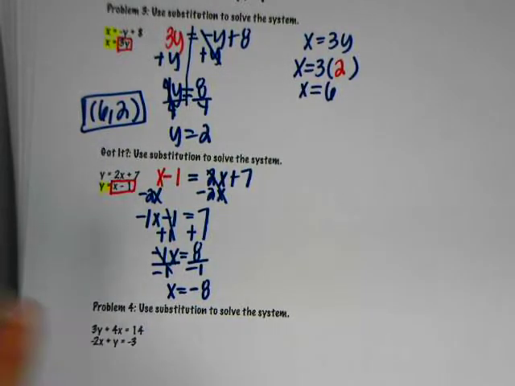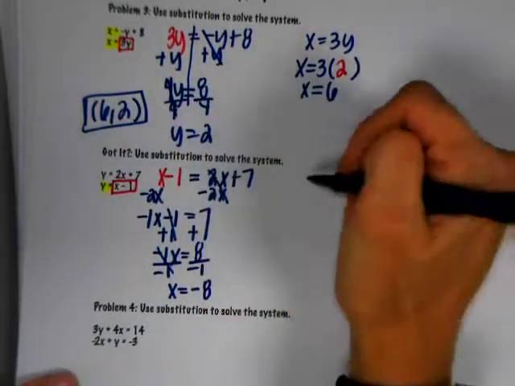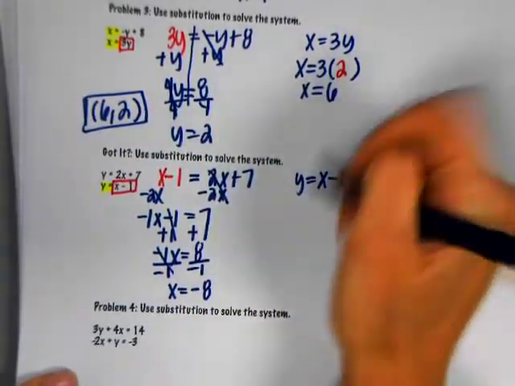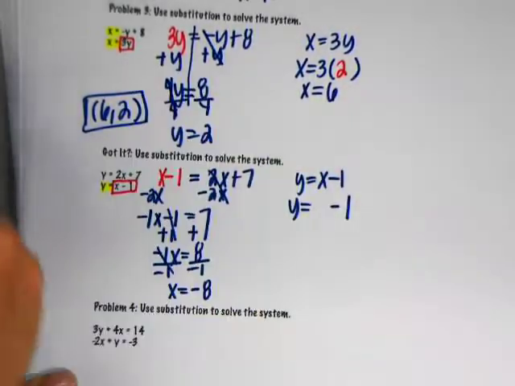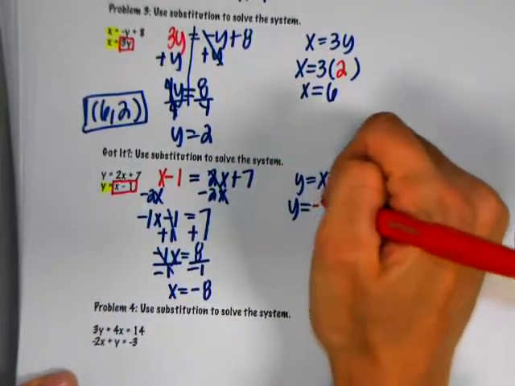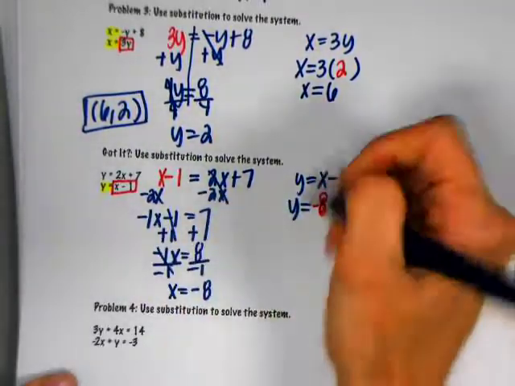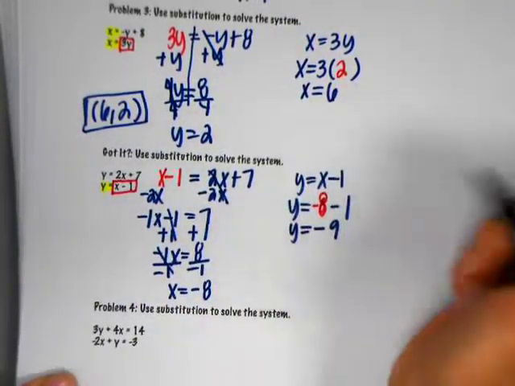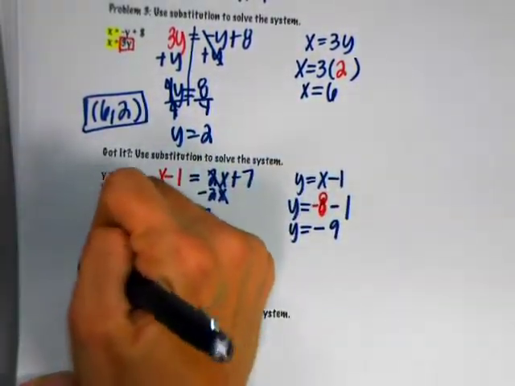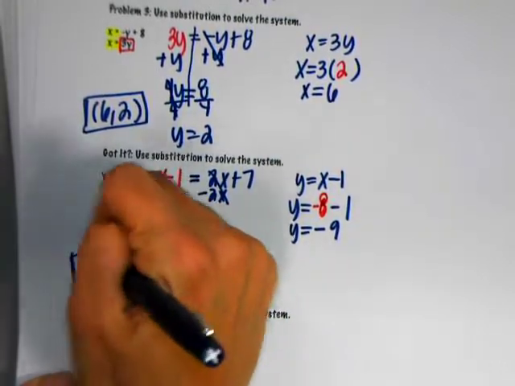And then plug that into either one. I'll just use the bottom one. Y equals x minus 1. X is now negative 8. So y is going to be negative 9. So the point's going to be negative 8, negative 9 for that one.